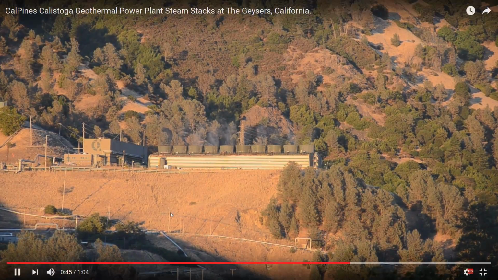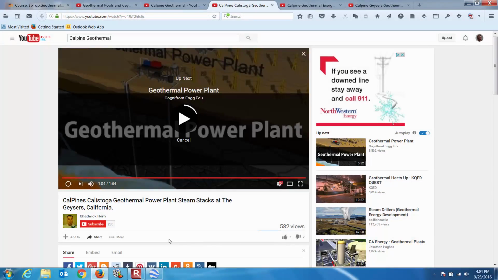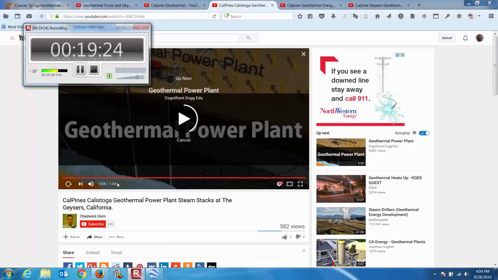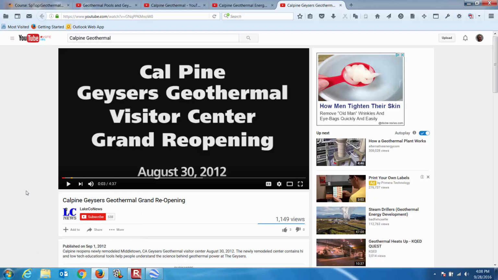Your large-scale geothermal. A lot of this had been let go because the pipage had calcified and the things plugged up, but they rehabilitated it. That's what we'll see here with the reopening in 2012. So check it out. Here's the Calpine Geysers Visitor Center grand reopening back in 2012.